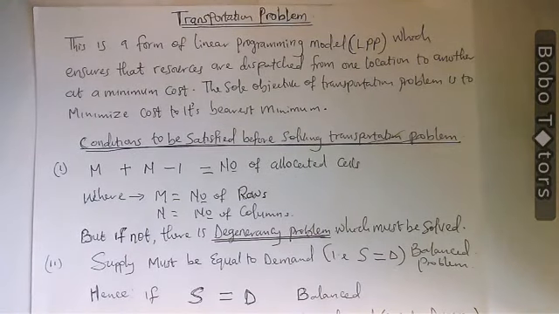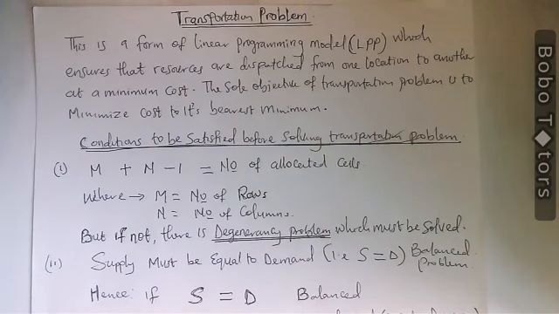Transportation problem. A transportation problem is a form of linear programming model which ensures that resources are dispatched from one location to another at a minimum cost. The sole objective of transportation problem is to minimize cost to its barest minimum. In a nutshell, transportation problem entails transferring goods from one destination to another so as to minimize cost.